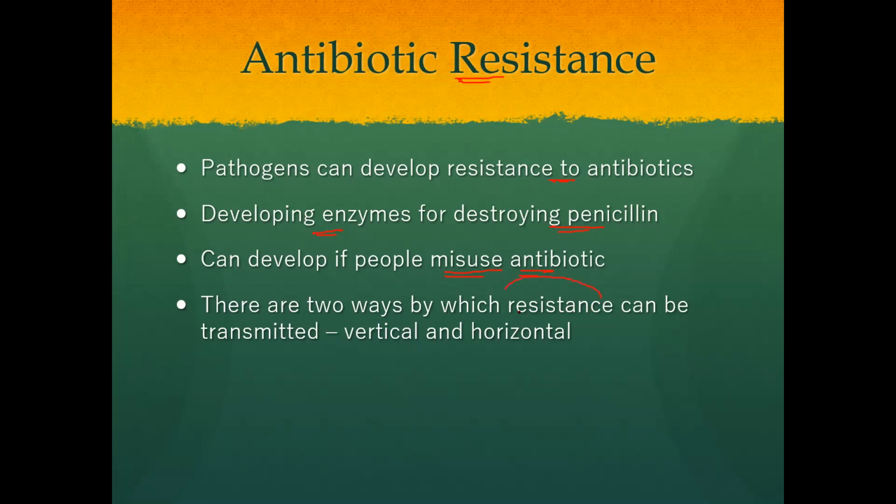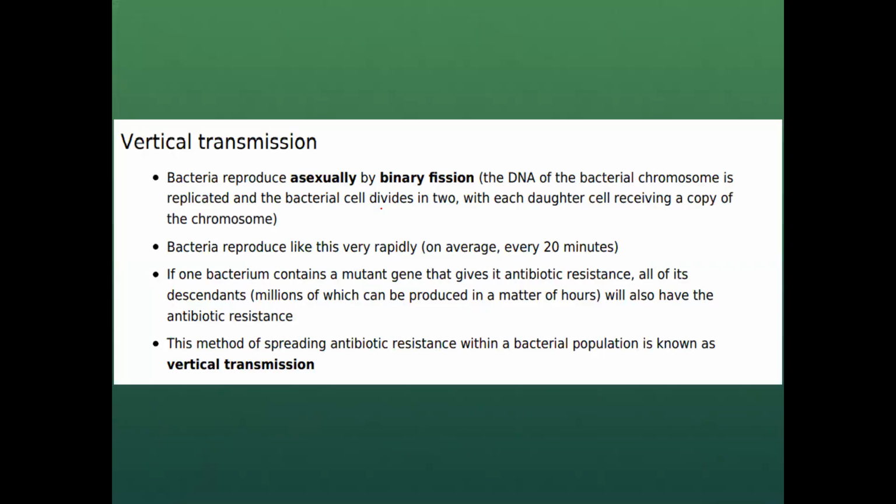This resistance within bacteria can be transmitted by 2 ways. One is known as vertical, the other is horizontal. So there are 2 types of transmission, vertical transmission and horizontal transmission. Vertical transmission: just think about it. Bacteria, we know, reproduce asexually by binary fission. So you have one bacterium, and after that 2 daughter cells are formed. So the DNA of a bacterial chromosome is replicated, and the bacterial cell divides into 2, with each daughter cell receiving a copy of the chromosome.